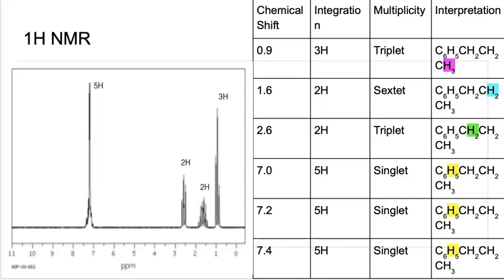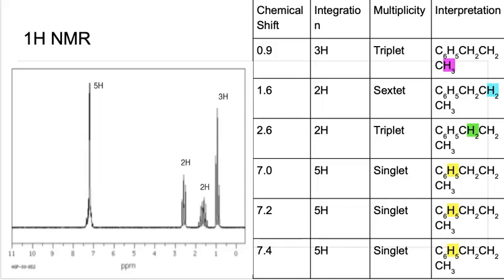For our chemical shift of 0.9, that would be a triplet. For our chemical shift of 1.6, that will be a sextet. For our chemical shift of 2.6, that will be a triplet. 7.0 singlet, 7.2 singlet, 7.4 singlet. The reason all of the chemical shifts in the 7s will be singlets is because all of the multiplicities on a carbon ring are going to be the same due to this symmetry that we talked about.